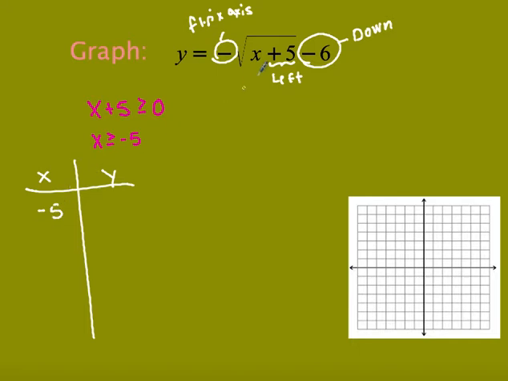And when I put in -5, that gives me a 0, and it's going to output me a -6. I'm going to go to the next value of -4. That's going to give me a 1 with a negative on the outside. -6 is going to take me to -7. And I'm going to throw in a -3.